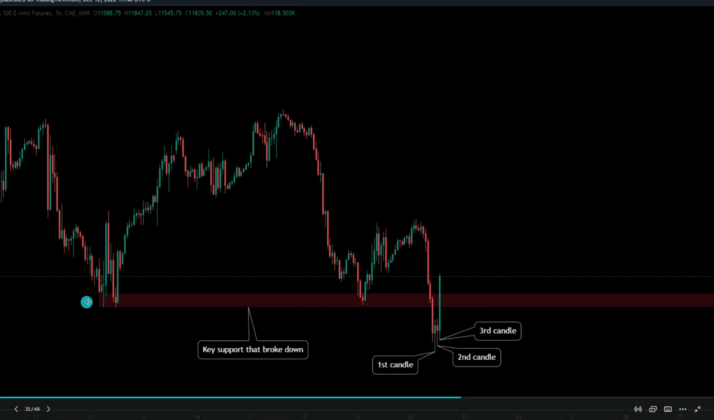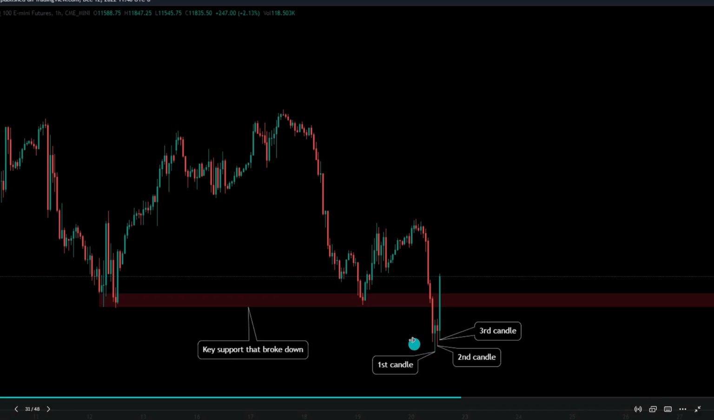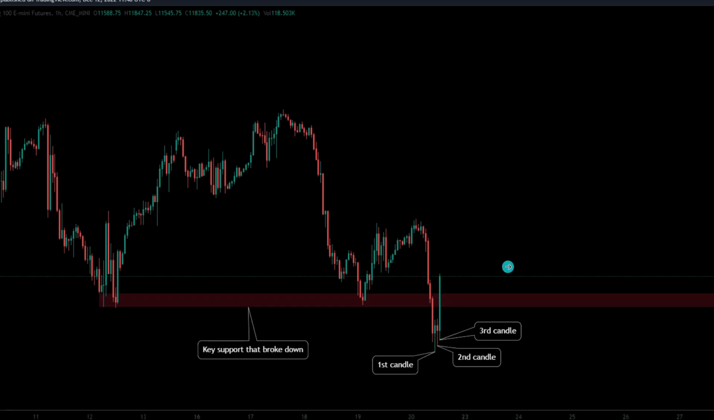So we have a key support here. Price pushed up, rallied back into it, pushed up again, dump, pushed up, then big dump fest and closed under it, got everyone bearish. We got a PKC. We have the first candle here, second candle, and third candle with an impulse. As you can see, the third candle pretty much impulsed above the key support level here.